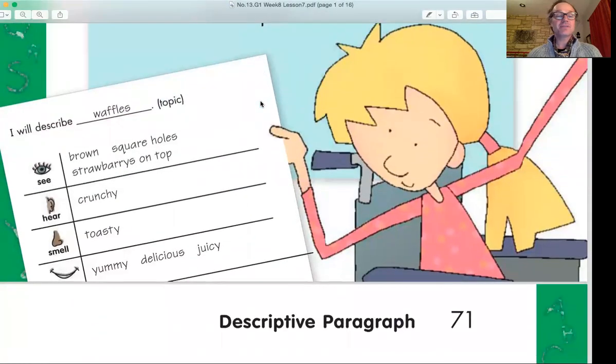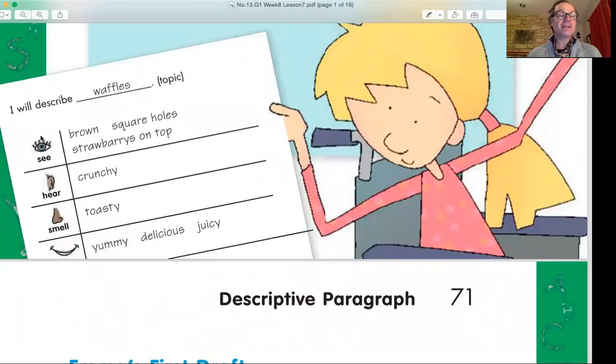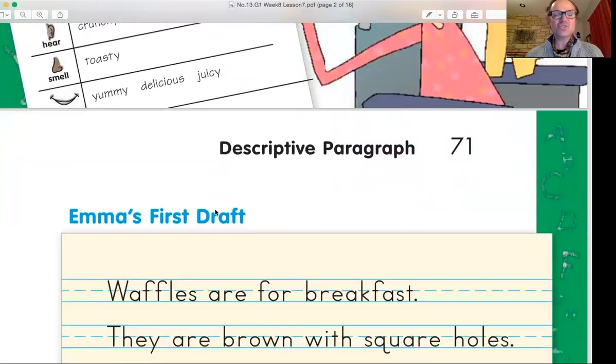Oh, you can see Emma's sensory chart. Do you see the eye right here? Brown. It says, I will describe waffles. She's going to write about waffles. Brown with square holes, strawberries on top, crunchy, toasty. It smells toasty. It sounds crunchy in her ear. And it is yummy, delicious, and juicy. It's so strange they say juicy.